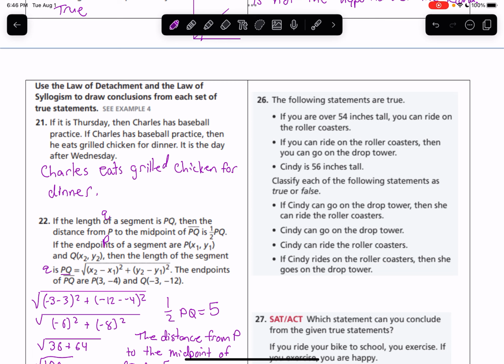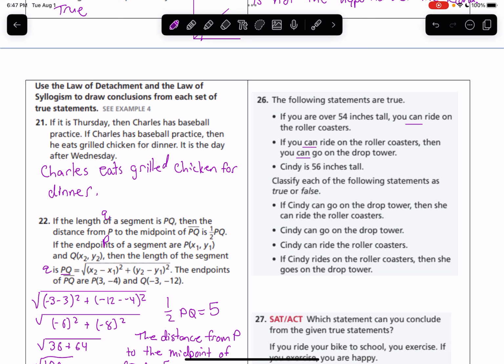Now it's important that we use the word can in here, right? You can ride the roller coasters. If you can ride the roller coasters, then you can go on the drop tower. That's going to help us out a lot. So our first statement: if Cindy can go on the drop tower, then she can ride the roller coasters.